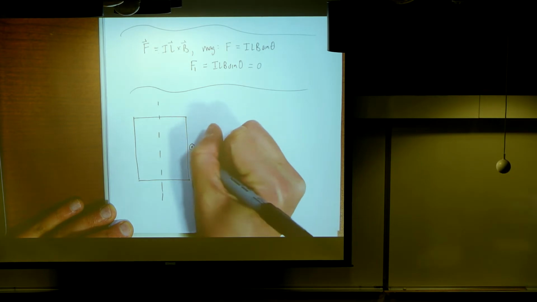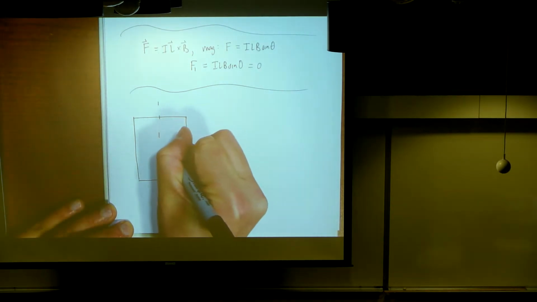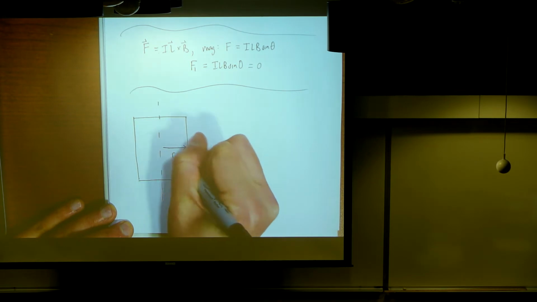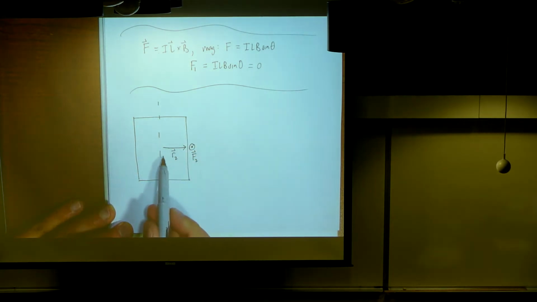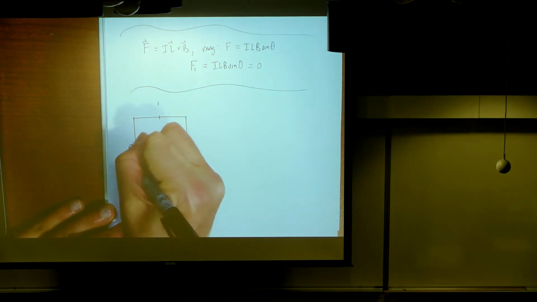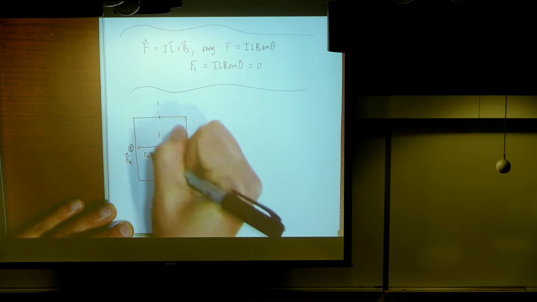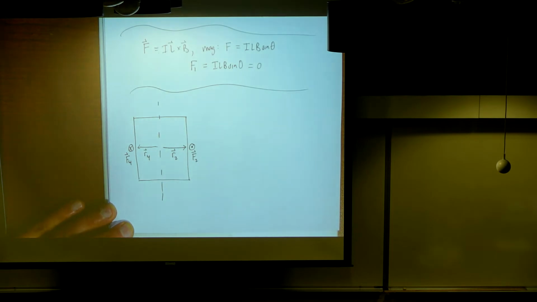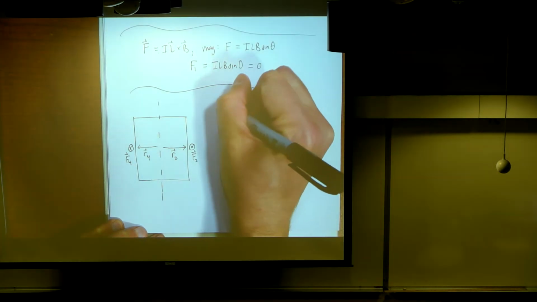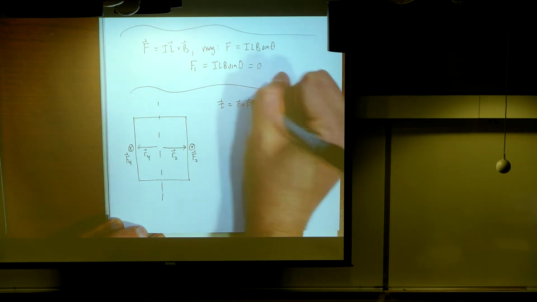Remember, segment number 2 has F2 coming out like this. That means R2 is going like this, going from the axis to where that force is, okay? And then we have F4 on this side. R4 is going to be going like this, from the axis to where that force is, okay? And for each one, if you want to find the torque, remember that's R cross F.